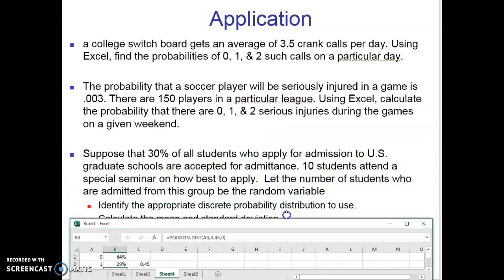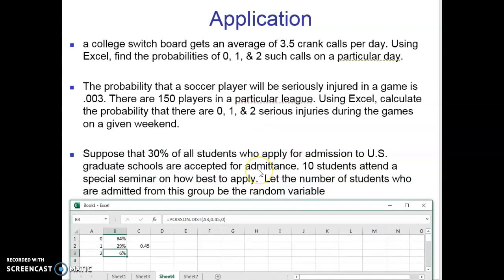The last question here says, suppose that 30% of all students who apply for admission to U.S. graduate schools are accepted for admittance. 10 students attend a special seminar on how best to apply. Let the number of students who are admitted from this group be the random variable. So in this case, we can create another sheet here. Same process. We've got a success rate of 30%, and 10 students attend a special seminar on how best to apply. So it looks like our N is 10. We want to know the number of students who are admitted from this group.